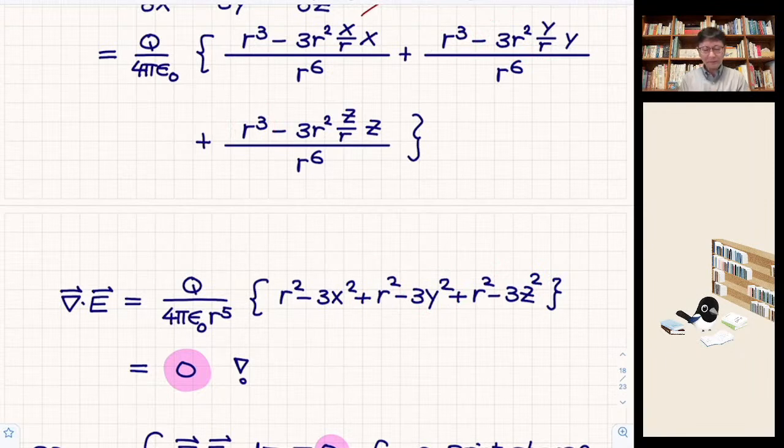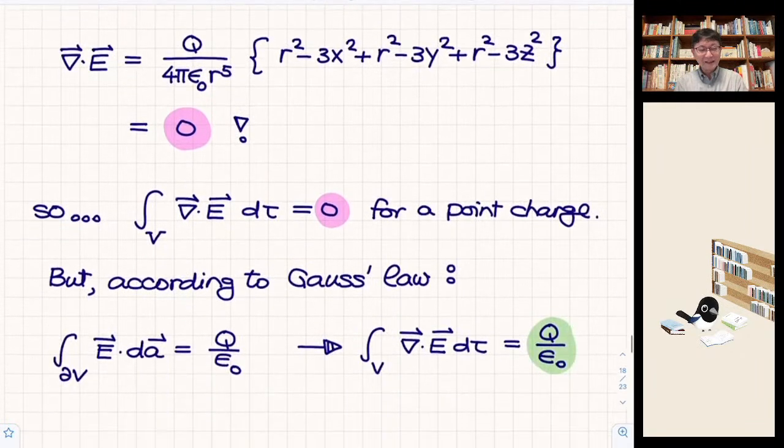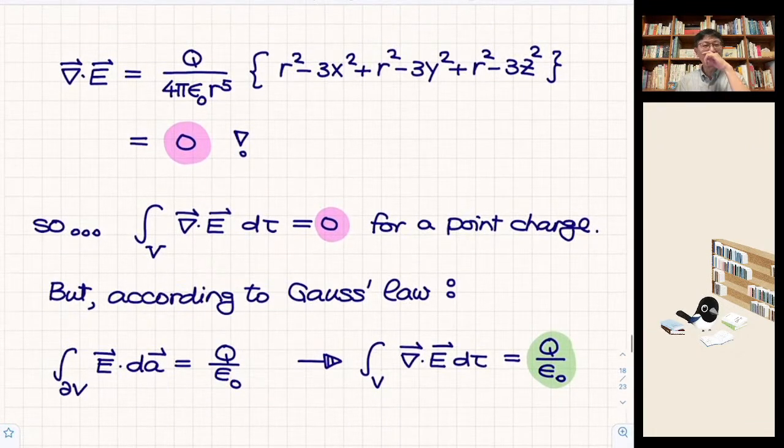Sorry. If you add this all up, you get r squared, r squared, r squared, so you get 3r squared. You get 3x squared, 3y squared, 3z squared. You add it all up, that's also 3r squared. So you get 3r squared minus 3r squared. That's identically zero. So after all this calculation for a point charge, what did you get for the divergence of E? It is 0, 0, 0.